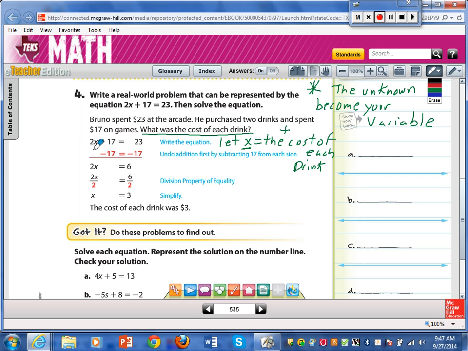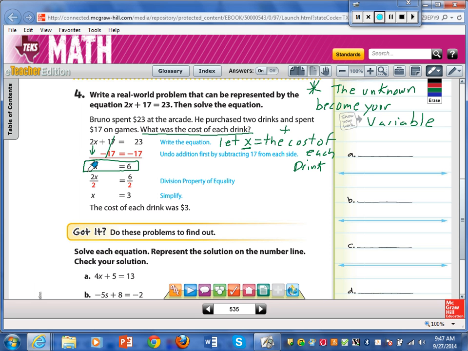All right, in examples 1, 2, and 3, we found out that you have to undo any addition or subtraction first. In this case, they're adding 17 to the 2x, so you have to subtract 17 from both sides. This becomes 0. You bring your 2x down, bring your equal sign down. Now you perform this operation. 23 minus 17 is 6. So you end up with another equation, but now it's a lot simpler.